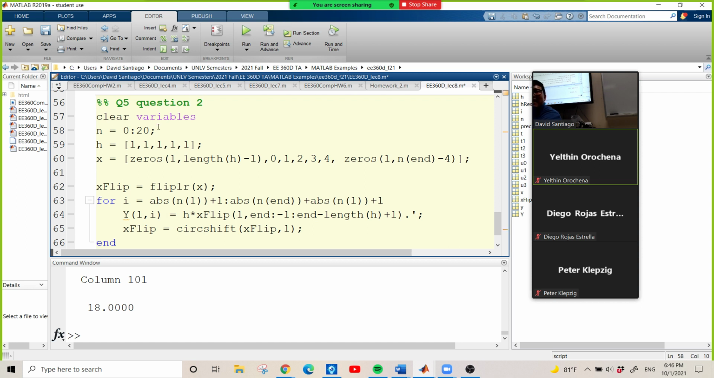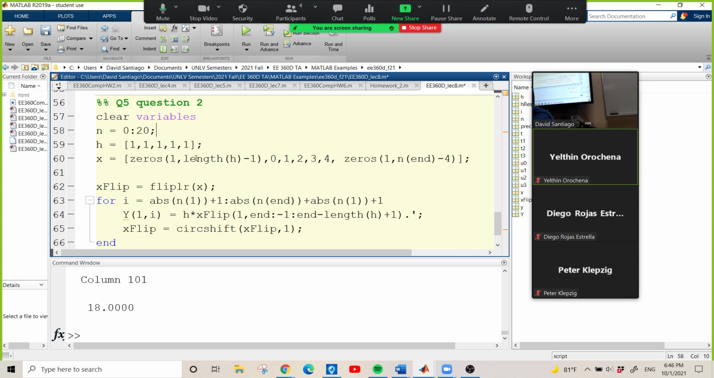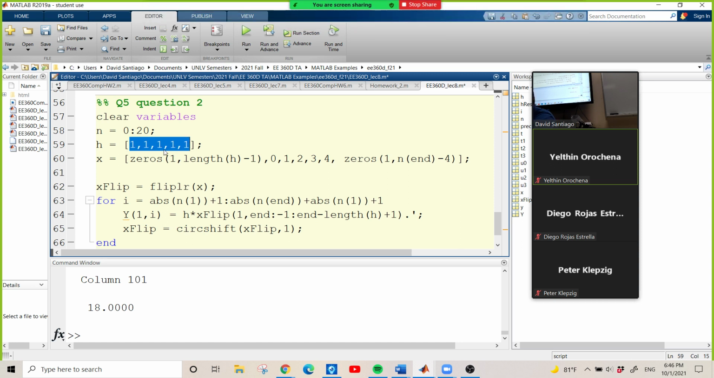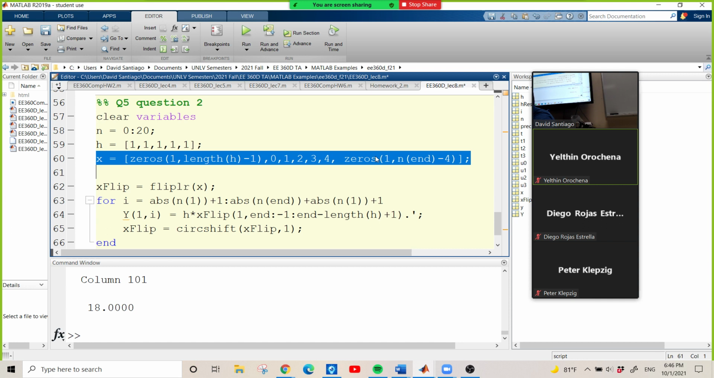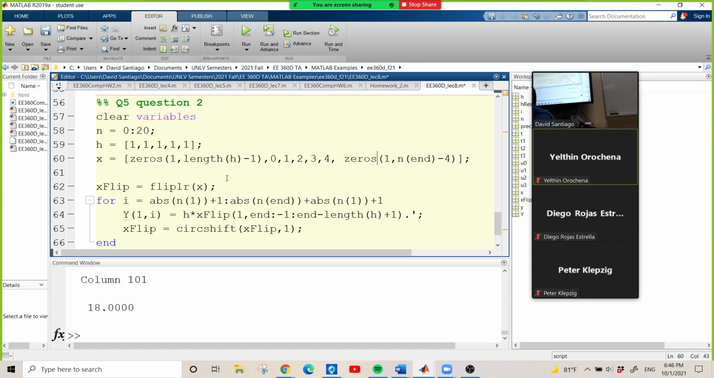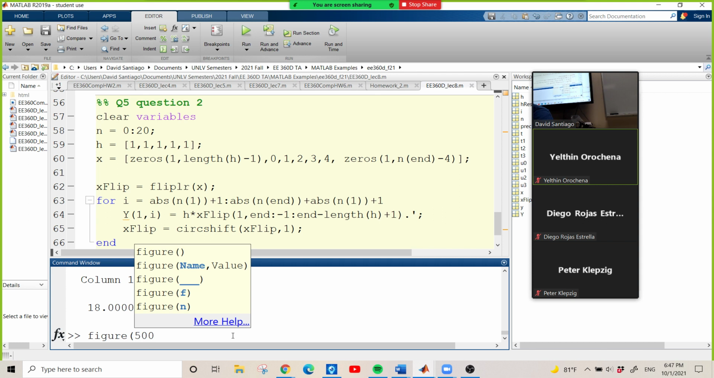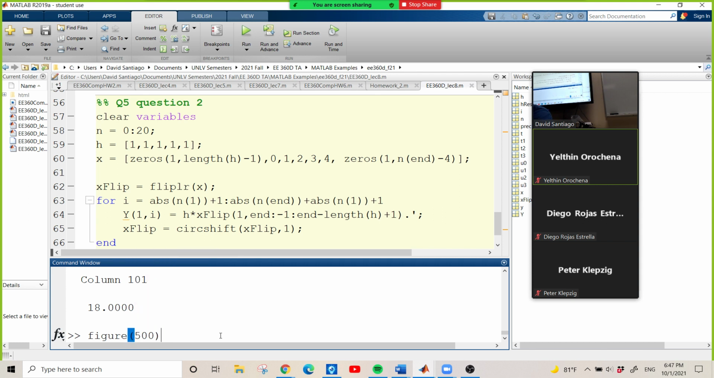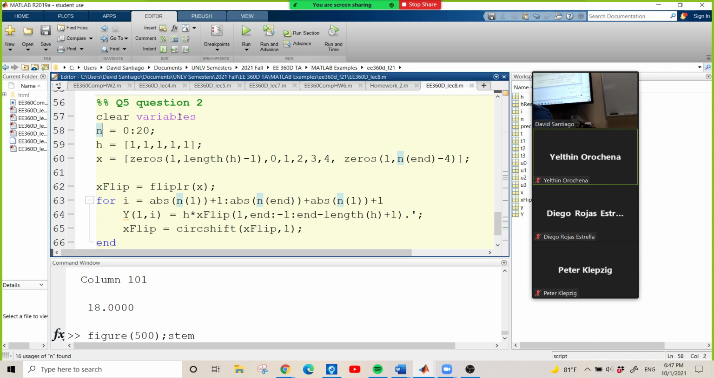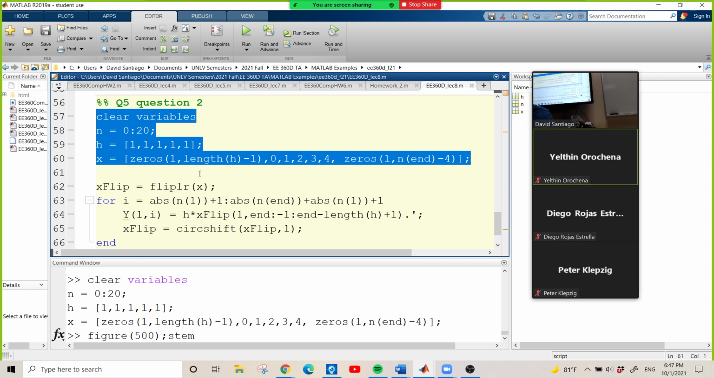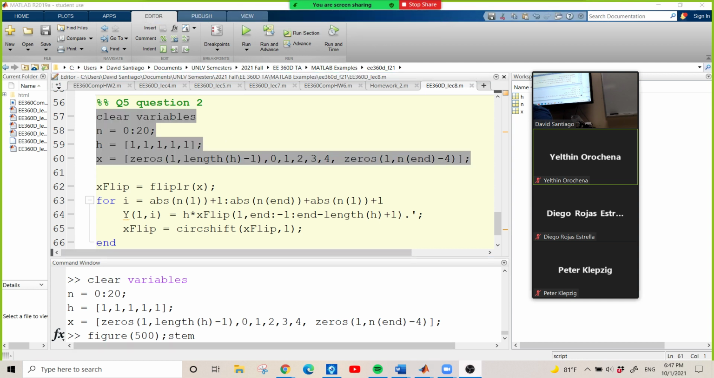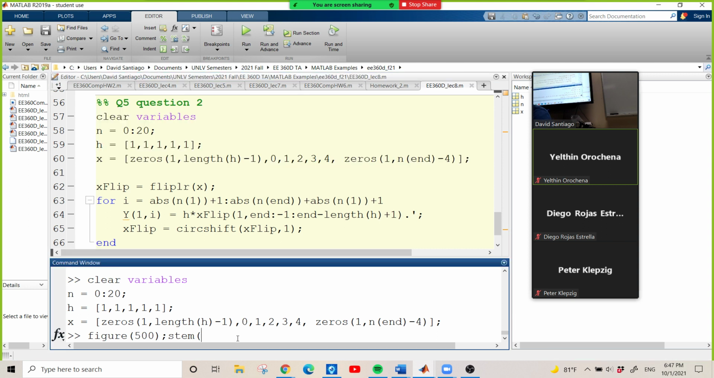What I did was, we have n equal to 0 to 20. Here's our impulse response, where I just put ones. Here's our x, and I just set up this little code. Here's what I called our pre-length. Here's n equal to 0, 1, 2, 3, 4. Then I developed some type of signal. If anyone wants to see it, figure 500. By the way, you can actually type your assignment right here too. Stem, okay, let me run this. Clear variables and run this. F9. Hopefully that didn't end the video. Okay, cool. Stem and x.